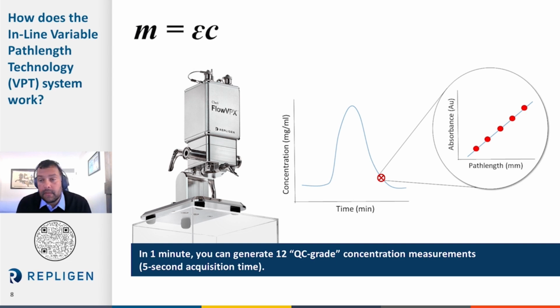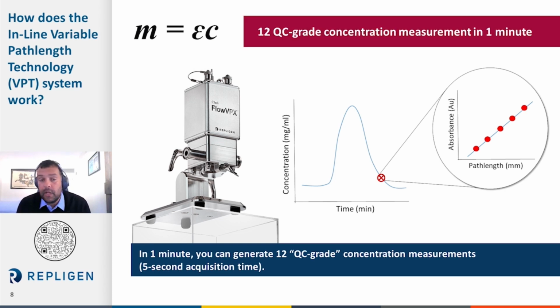So the flow VPX works very much the same way as the flow VPE and the solo VPE. It's taking a number of data points in real time as the sample is running through a flow path that's attached to the base of the instrument. You can see a picture of the instrument here on the left-hand side. And what I like to say is that in a minute, you can generate 12 QC grade concentration measurements. So that means every 5 seconds, you're actually getting a full path length versus absorbance plot for each concentration data point. With those, you'll get an R-squared value, and that R-squared value tells you the linearity of your measurement.